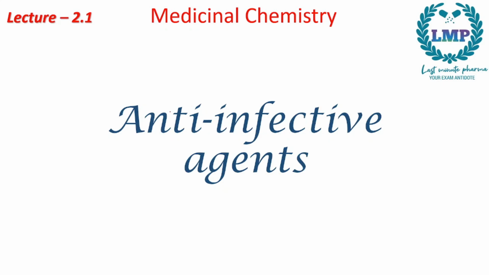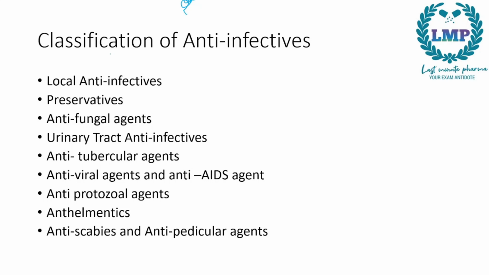Today we will start with a new chapter, that is anti-infective agents. Under that, we will see the structures of local anti-infectives and the synthesis of some drugs. Under the classification of anti-infectives, other than local anti-infectives, we also have preservatives, antifungal agents, urinary tract anti-infectives, anti-tubercular agents, antiviral agents and anti-AIDS agents, anti-protozoal agents, anthelmintics, anti-scabies and anti-pedicular agents. For today, we will be only focusing on local anti-infectives.